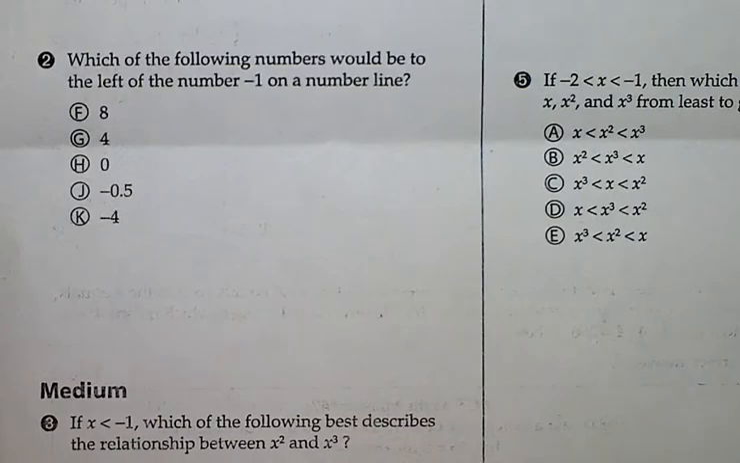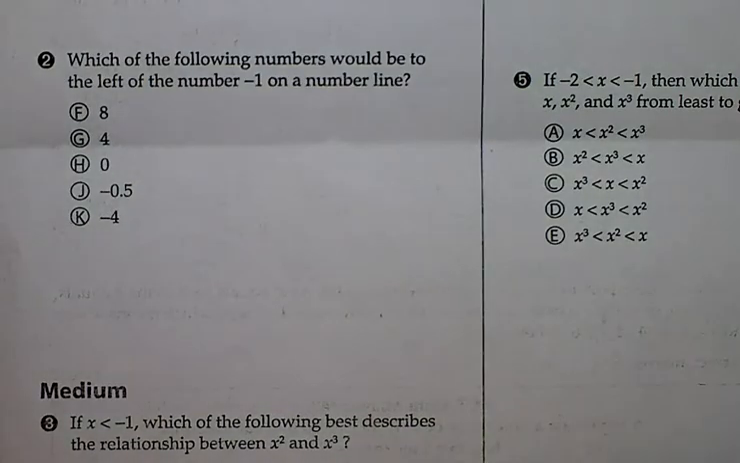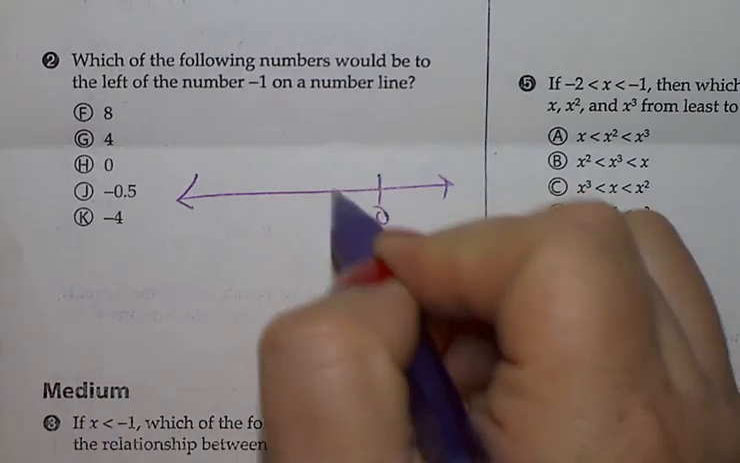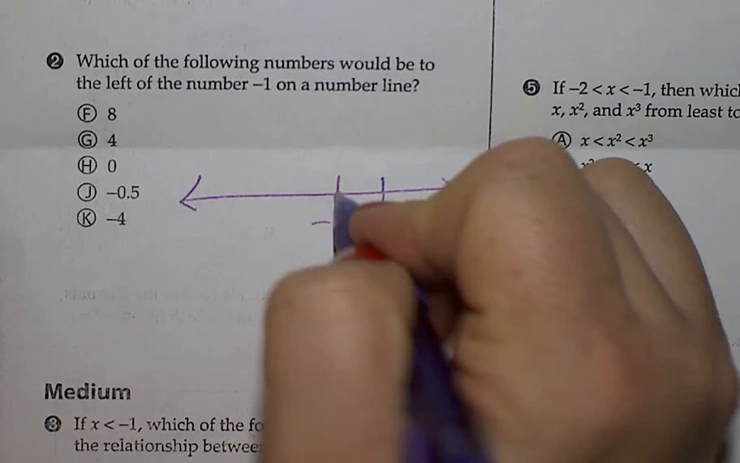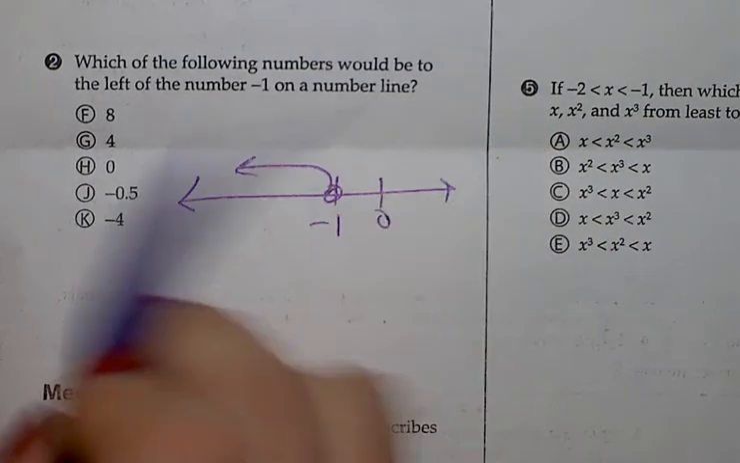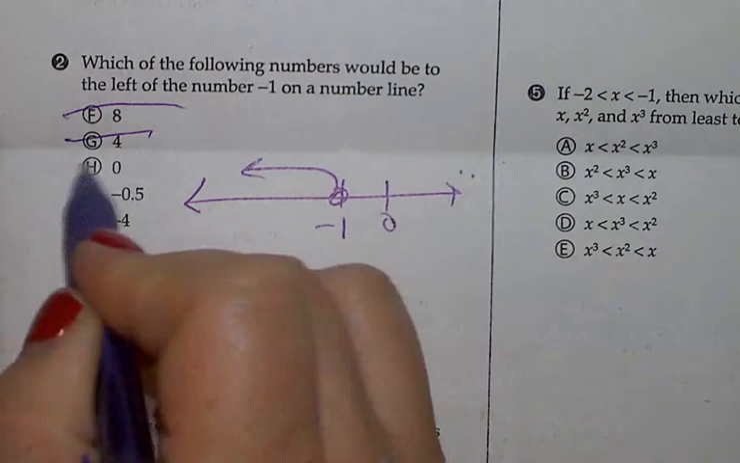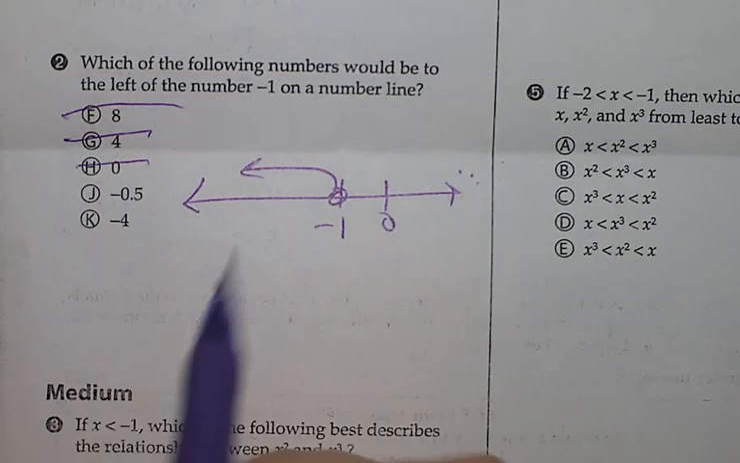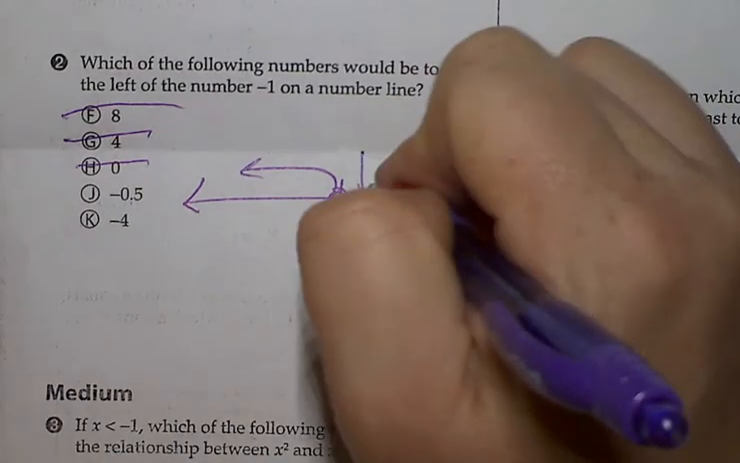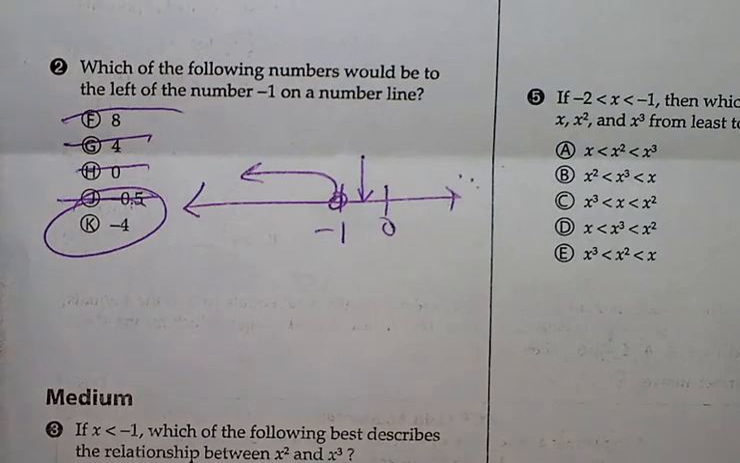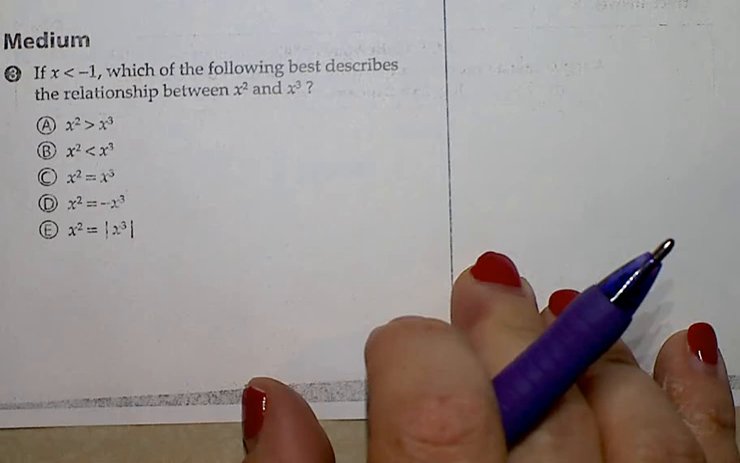Which of the following would be to the left of negative 1 on a number line? So here's 0, here's negative 1. So which ones would be to the left? Not 8, it's to the right. Not 4, not 0. Okay, negative 0.5 is right here, so that doesn't work. It would be negative 4. Number 3.